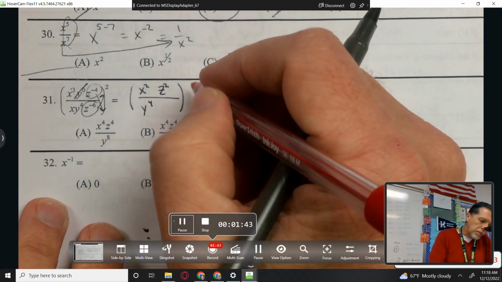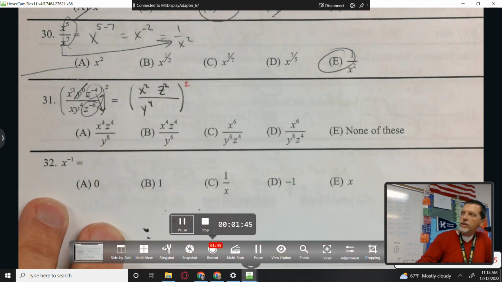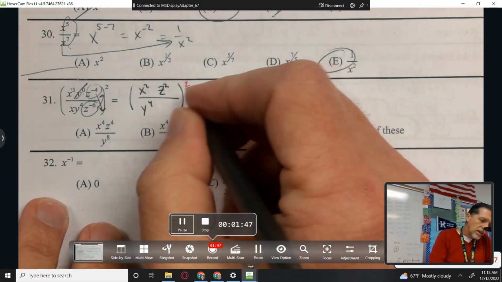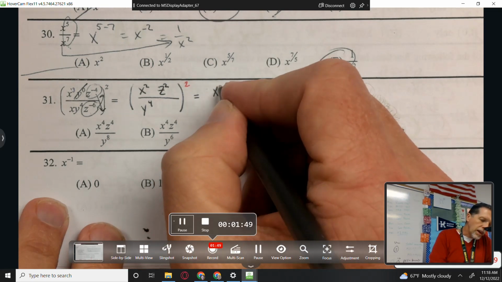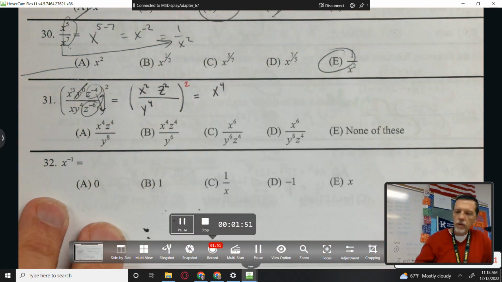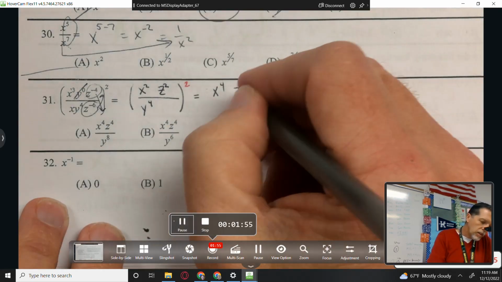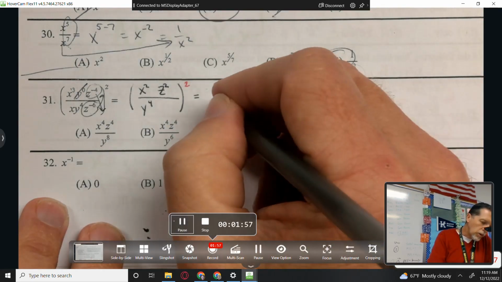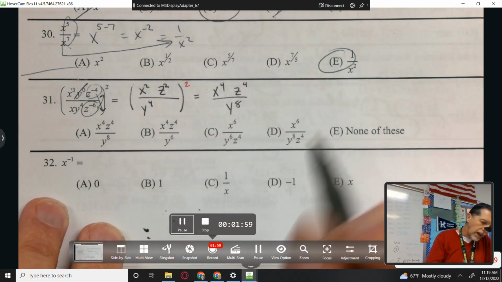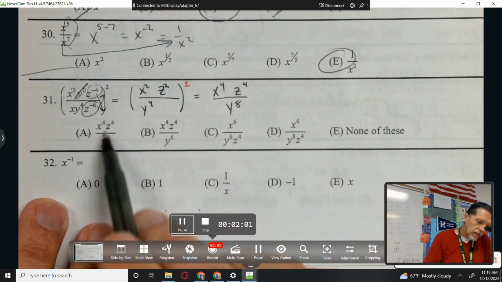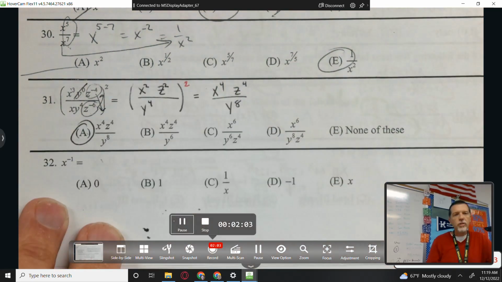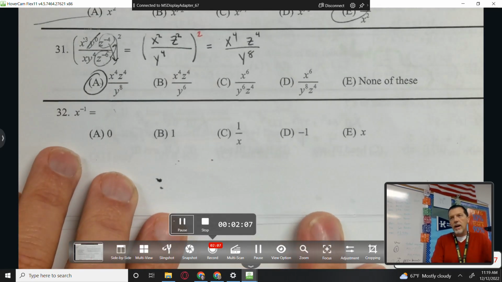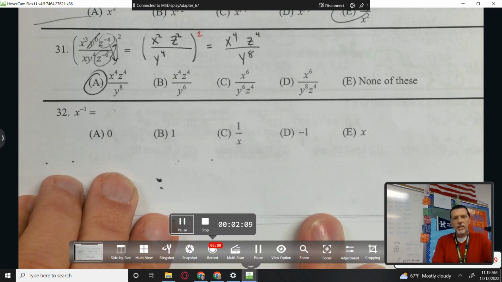And then be careful, don't forget we still have that squared outside. So power to a power, we multiply. So x to the 4th, z to the 4th over y to the 8th. So I'll take answer choice A. Not difficult, but just be careful.